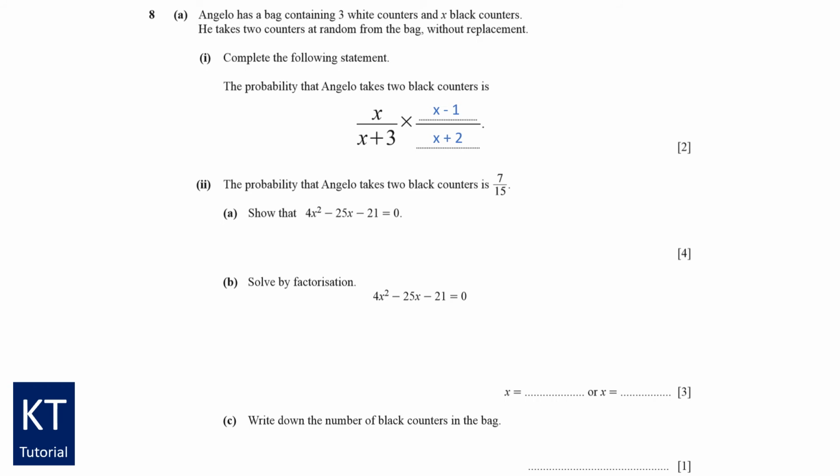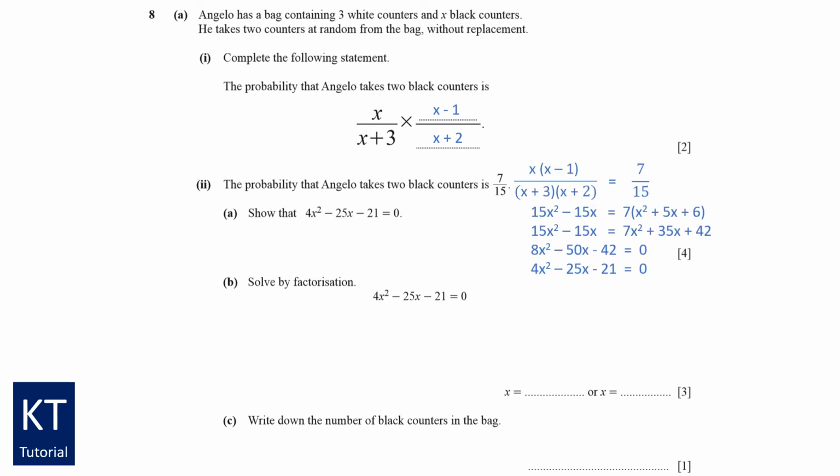Show that the stated equation is true. This can be shown by equating the expression in 8a1 with 7/15 and rearranging accordingly. Next, solve by factorization the given equation. This leads to x being 7 or -3/4. Next, write down the number of black counters in the bag. In this case, x must be a positive number, and that makes it 7.